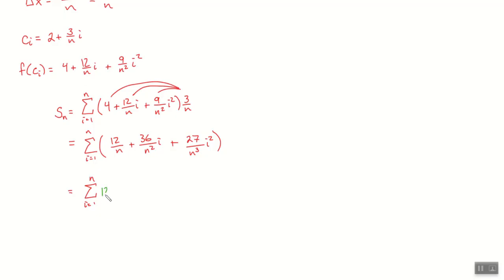I could keep the 12 in and pull a 1 over n out. I could do that. It still says the same thing. I could take neither out and just say that this is 12 over n. That seems less natural to me. Or I could take out a 12 and an n and just leave nothing in here. Which one feels more natural to you guys?